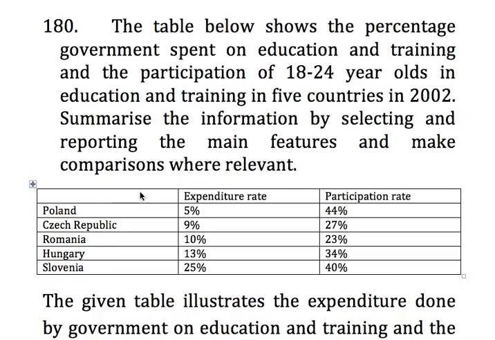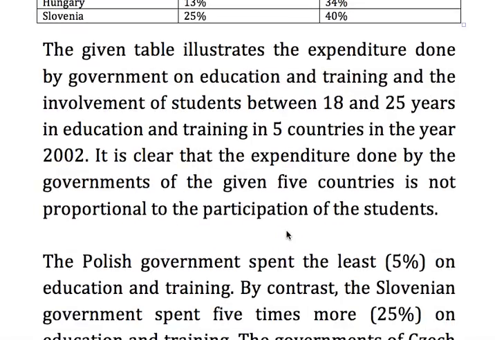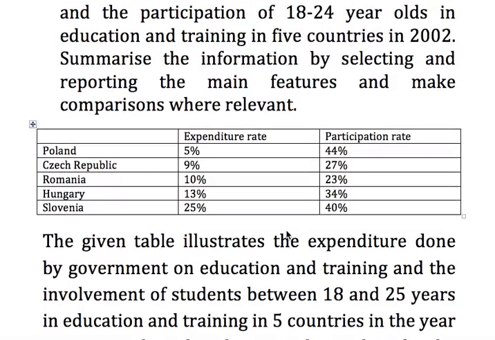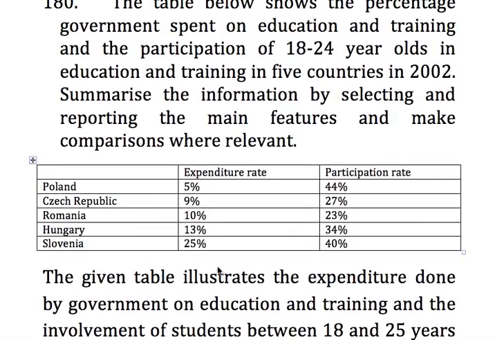These are the 5 countries. This is the expenditure rate. This is the participation rate. So in the answer sheet, your graph will not be below. So I tell my students to write the given table instead of the table below.